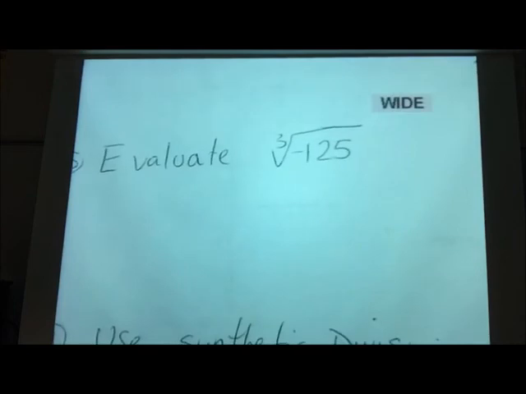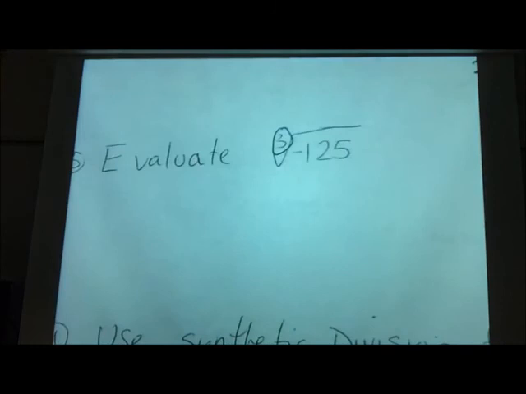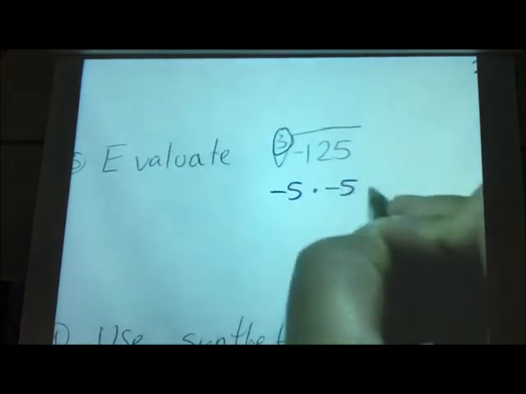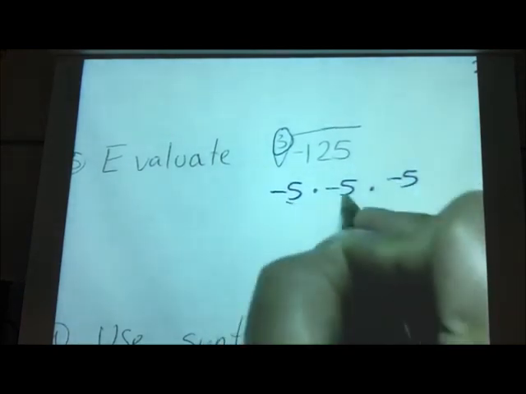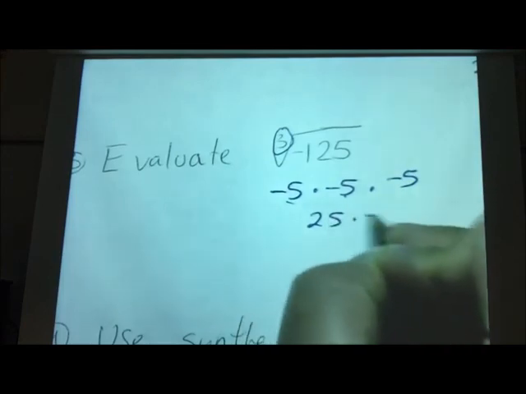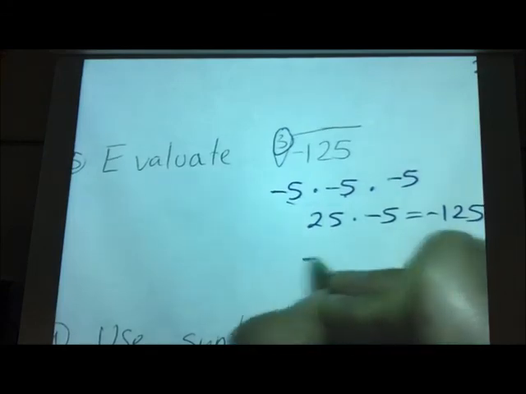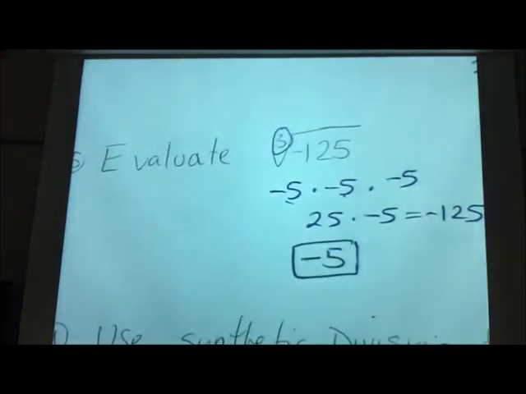Now this one is different from 21 because this is odd. So what number multiplied times itself 3 times can give me a negative 125? Negative 5 times a negative 5 times a negative 5. Negative times a negative, positive 25. Times a negative 5, that equals negative 125. So what would my answer be? Just a negative 5. That's it. And that would be your one number answer.